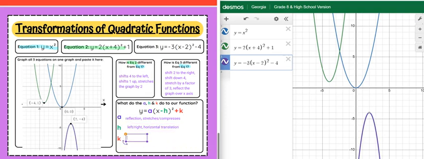It's a fancy word. And then the K on the outside moves our graph up and down, and that is vertical translation.